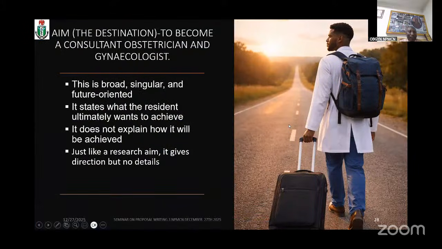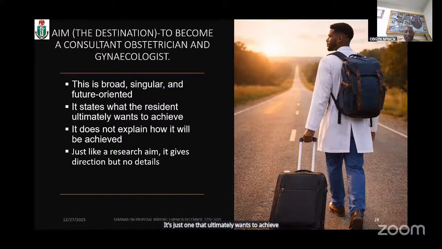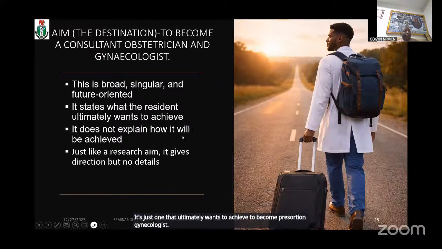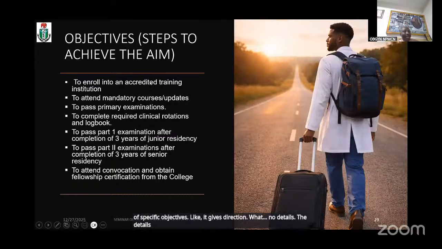Let's look at this example. Let's say the doctors who are here, what is their aim? It's to become consultant obstetrician and gynecologist. So the aim is broad, it's singular, and it's futuristic. It states what the resident ultimately wants to achieve, to become consultant obstetrician and gynecologist. But it does not explain how this is achieved, because this is in the realm of specific objectives. Like a research aim, it gives direction, but no details.